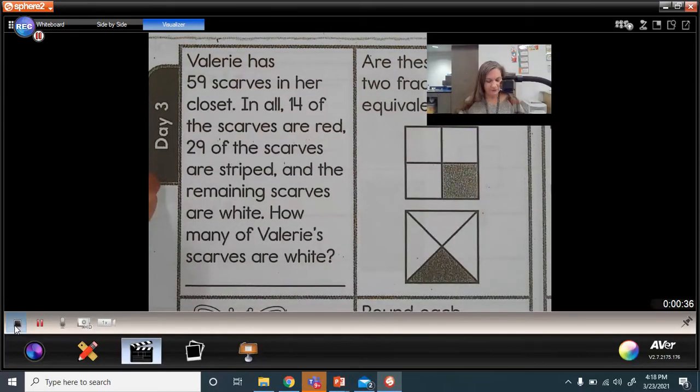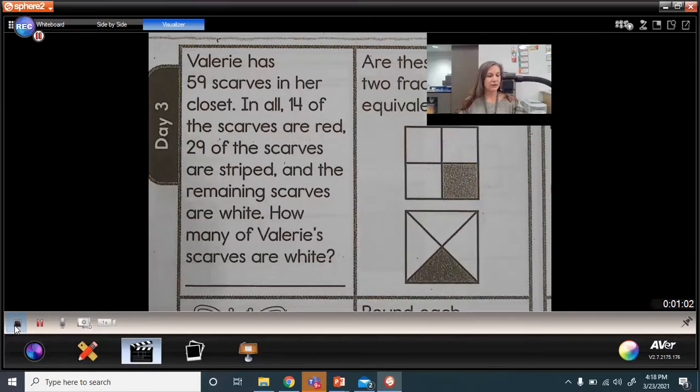Valerie has 59 scarves in her closet. In all, 14 of the scarves are red, 29 of the scarves are striped, and the remaining, meaning left over, right? And the remaining scarves are white. How many of Valerie's scarves are white?